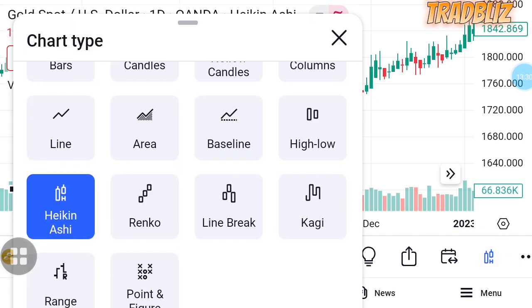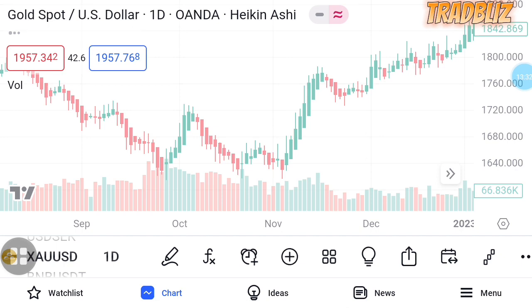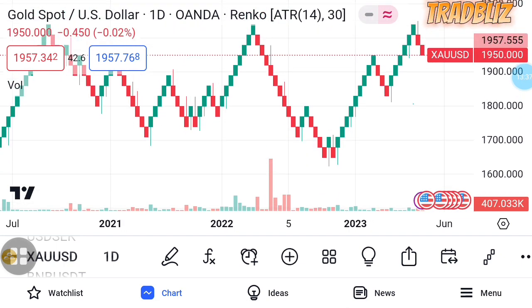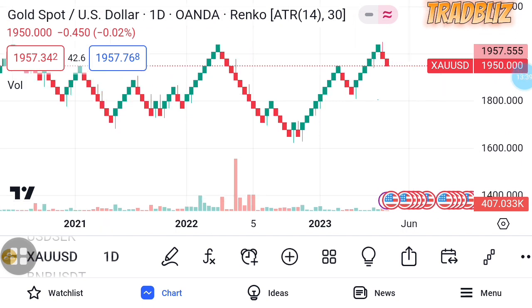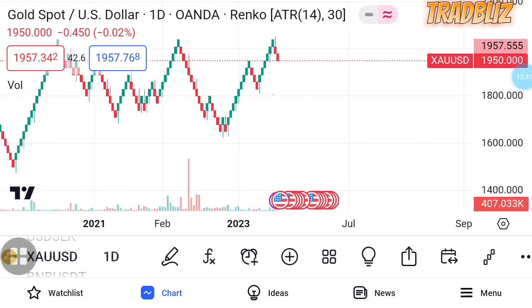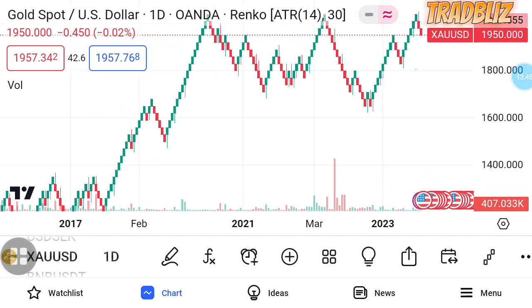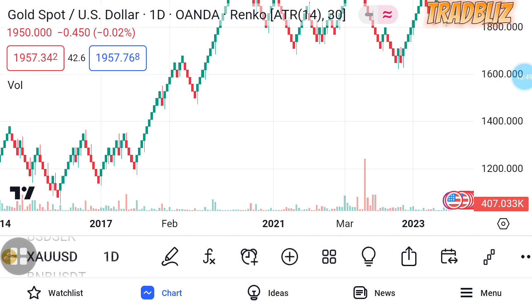So the next one now is Renko. Renko is just boxes. This is how it looks, just pattern boxes. Once it's going up, it's green. Once it's coming down, it's red. That's the same thing. That's how it is for this one. Once it's going up, green. Once it's coming down, red. Same goes for this one.